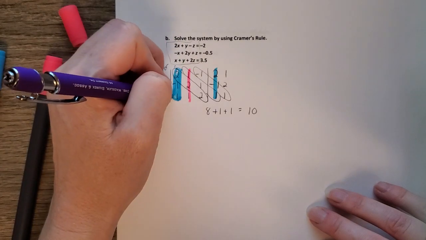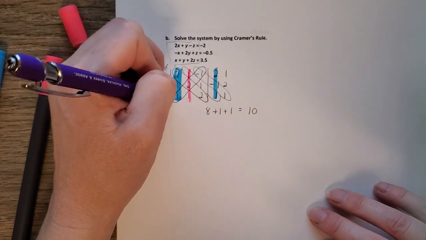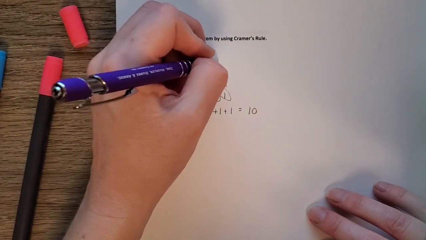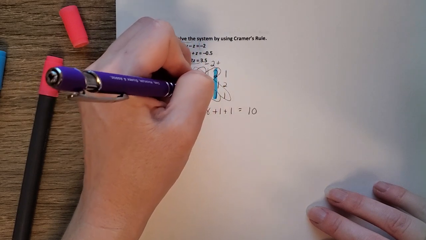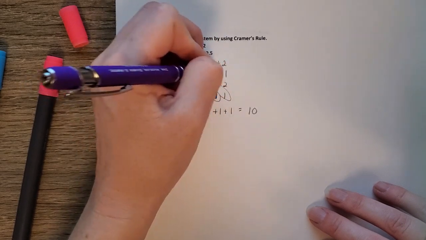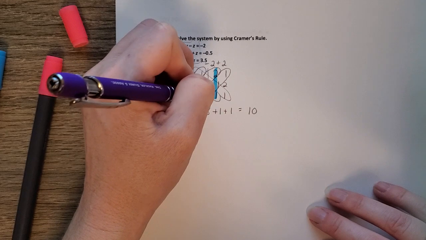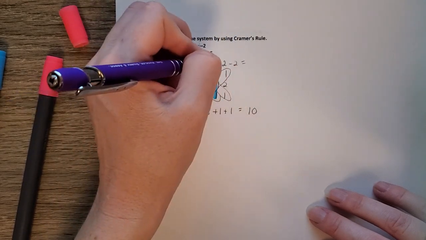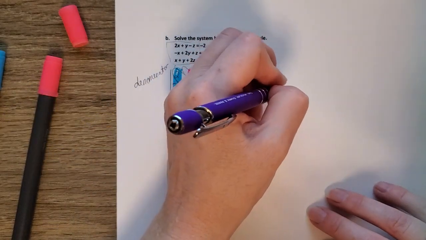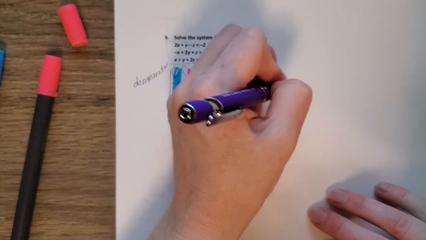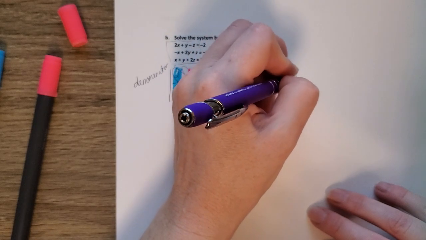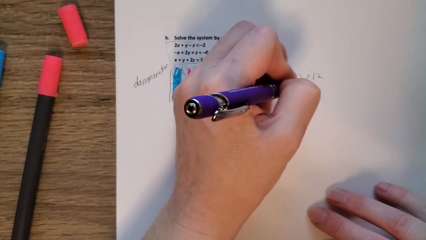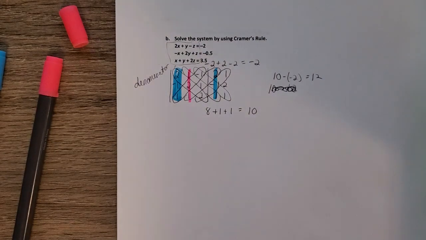And now we're going to do the same thing going this way. 1 times 2 times negative 1 is negative 2. 1 times 2 is 2. And then 2 times negative 1 times 1 is negative 2. If we put those together, we get negative 2. So we have 10 minus negative 2, which is 12. So that is our denominator for the problems.